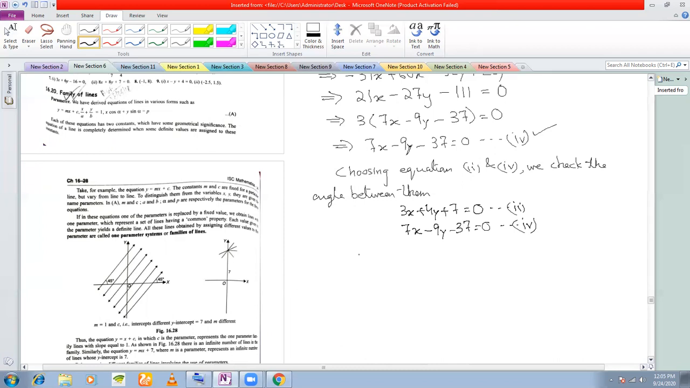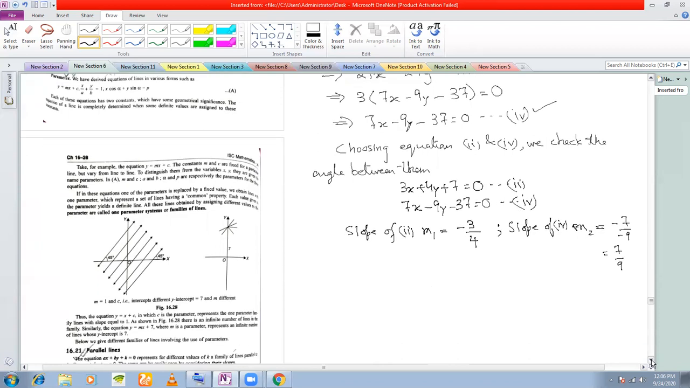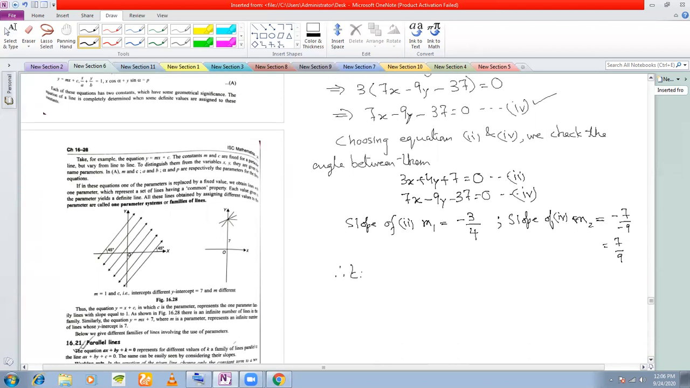So here, in order to find m1, what is the slope of 2? Slope will be minus coefficient of x by coefficient of y, which is minus 3 by 4. And slope of 4, say m2, is minus 7 by minus 9, which will give you simply 7 by 9. Therefore, what is the angle between the lines? Tan theta is equal to (m1 - m2) by (1 + m1 m2).